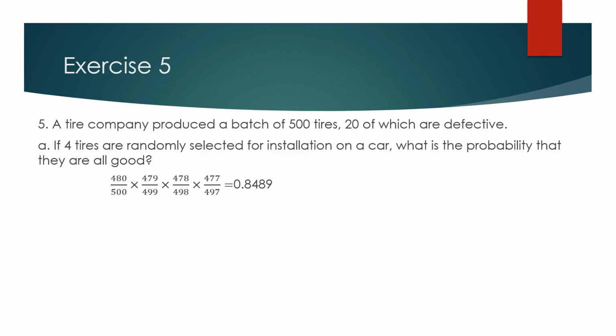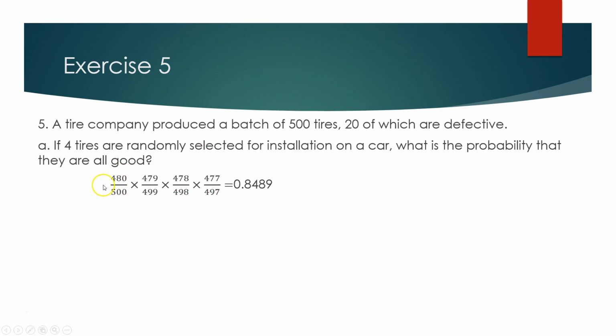But it's a really easy mistake to make because you're used to just taking the numbers you have and throwing them all together. So once we take the tire and we put it on a person's car, that's it. We're not going to put it on and then undo it and then put it back on the shelf. So that tire is no longer eligible to be selected. So now there's 479 out of 499, 478 out of 498, and then 477 out of 497.